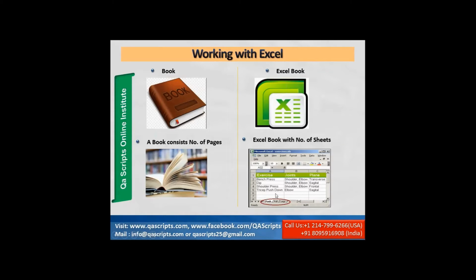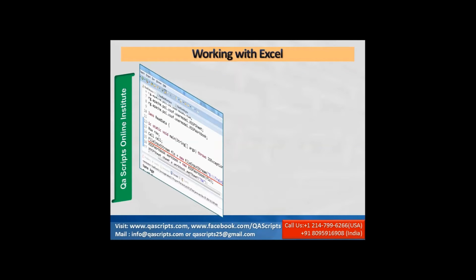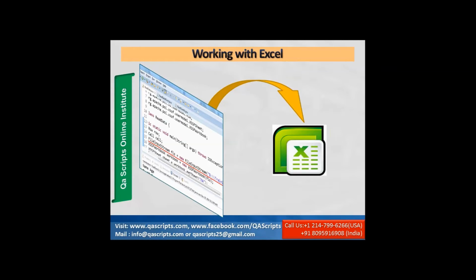Each sheet is a kind of page. Remember these keywords. This is a book, this is a sheet. Okay, how to read from an Excel book? Before reading, what you have to do is connect from your program to the workbook, that is the Excel book. Let's say here is the program in Eclipse, and here is a workbook or Excel book. There should be a connection between these two. Unless you have a connection, how is it going to read?